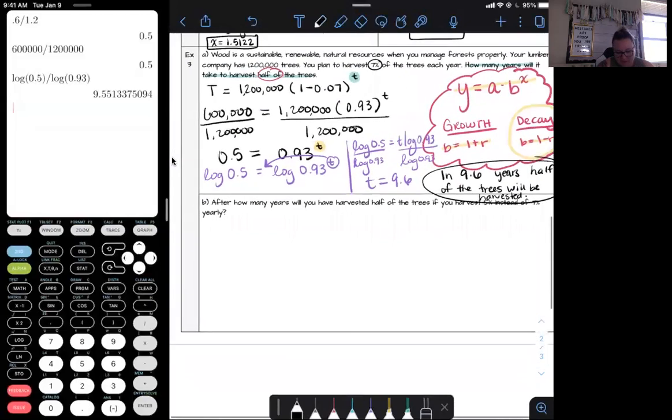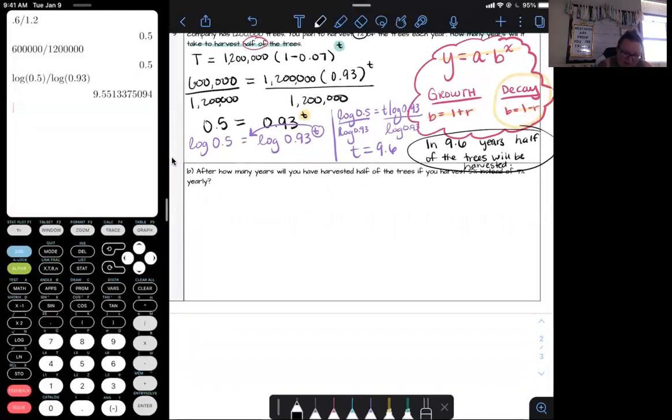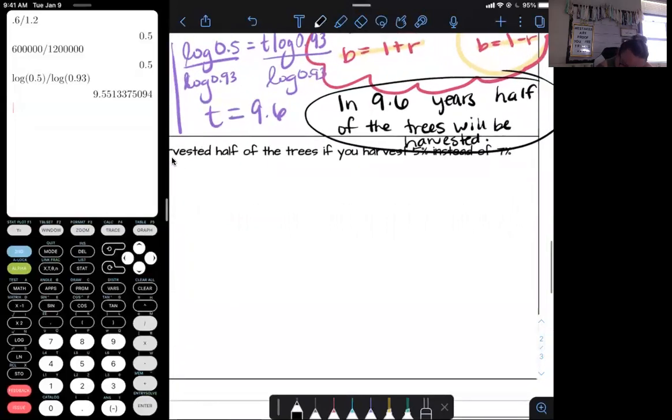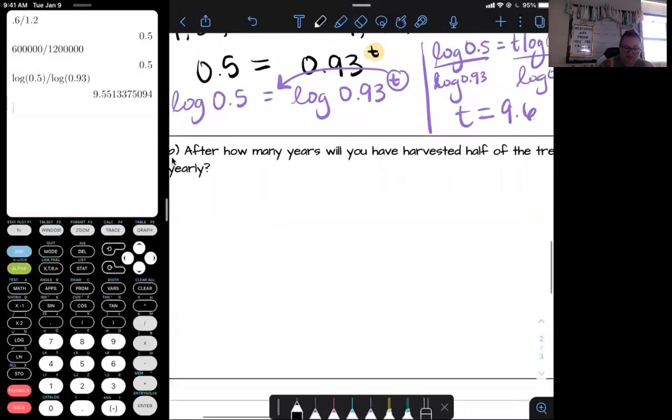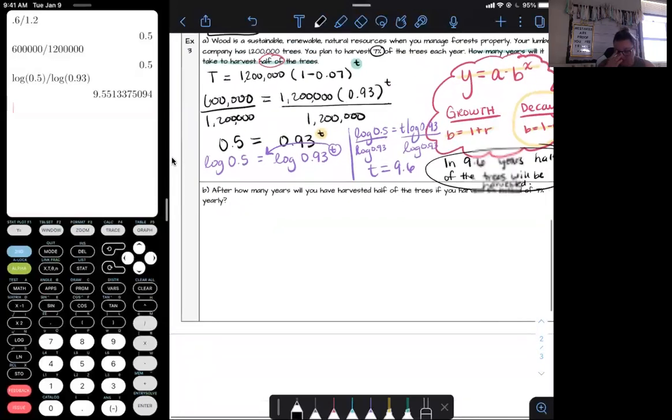All right. Now for part B. After how many years will you have harvested half of the trees if you harvest at a rate of 5% instead of 7% yearly? So you're going to set up the same equation, except your decay rate is changing to 5% instead of 7%. So go ahead and plug that into your equation, rewrite it. You're still looking at having half of your trees harvested. How long will it take if you're harvesting them at a slower rate? And see what you get. Go ahead and finish that problem on your own.